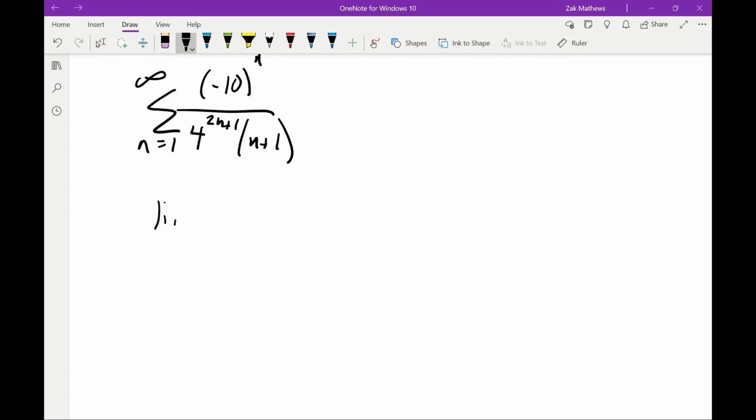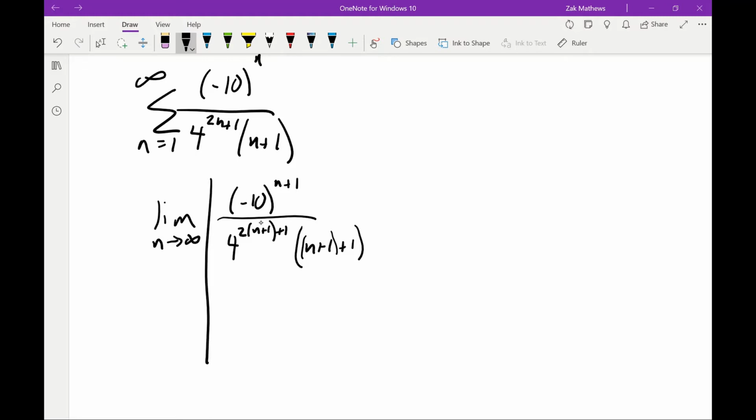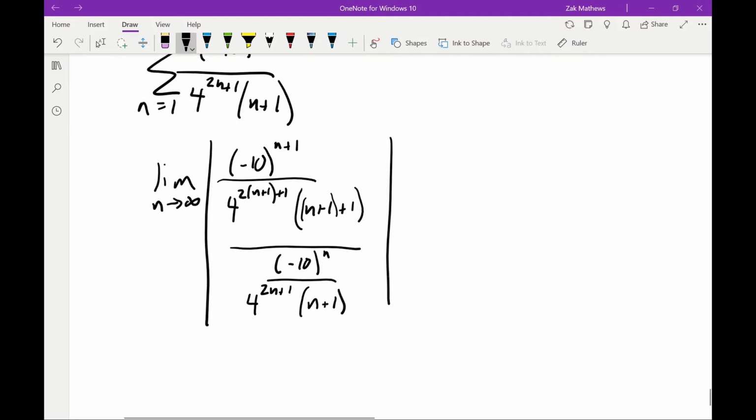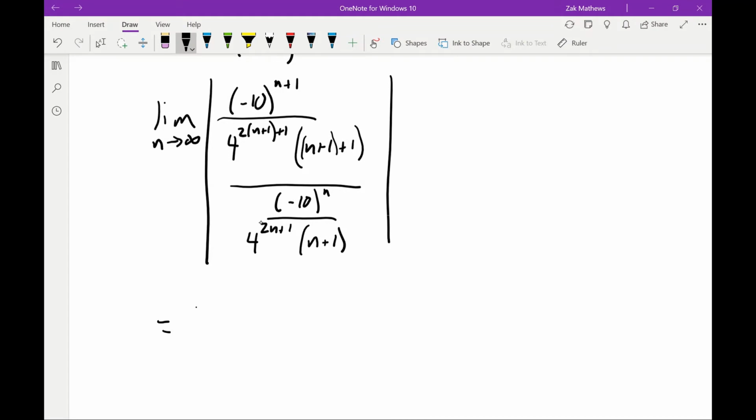So the ratio, we're going to take the limit as n goes to infinity of (negative 10)^(n plus 1) over 4^(2(n plus 1) plus 1) times (n plus 1 plus 1), divided by the original, (negative 10)^n over 4^(2n plus 1) times (n plus 1). So let's see what we can do with this.